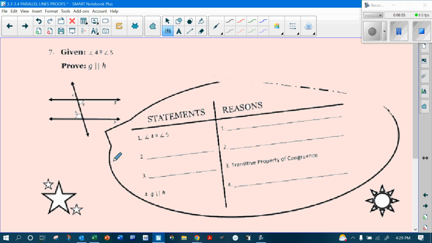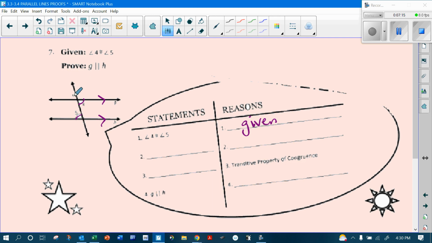All right. Now, we have a proof. Okay, and that's kind of the whole point of this. And you've been doing proofs. We've just not been writing them down. So given that angle 4 is congruent to angle 5, that is my given information. And I want to prove that G is parallel to H.